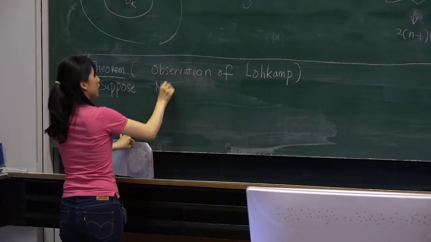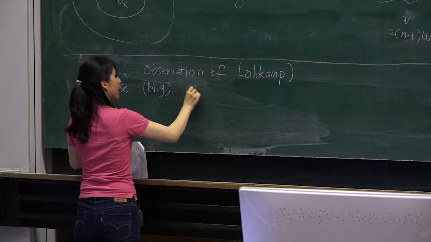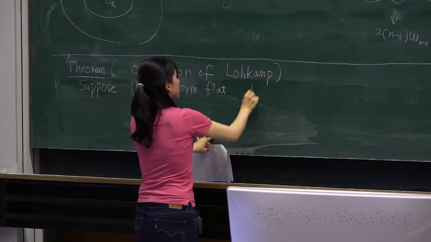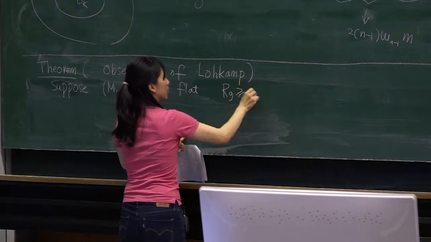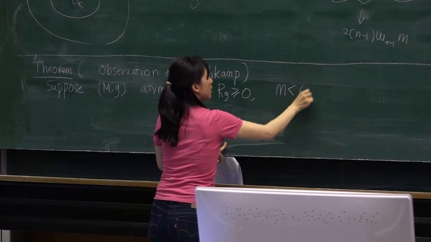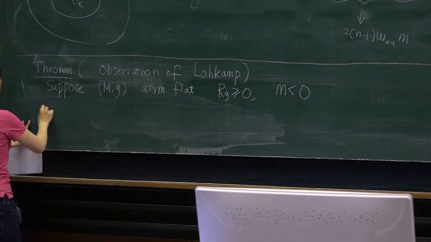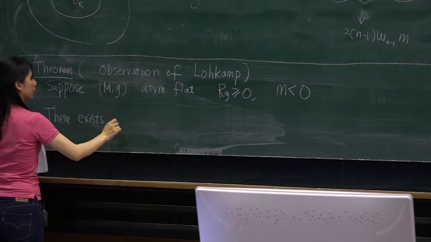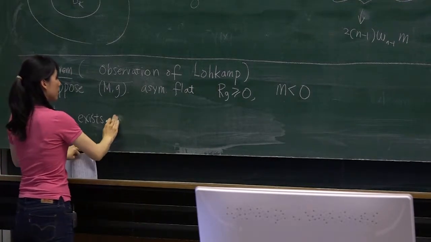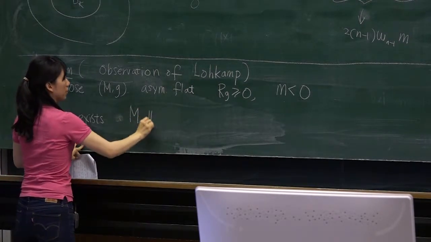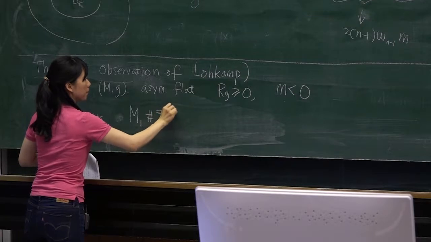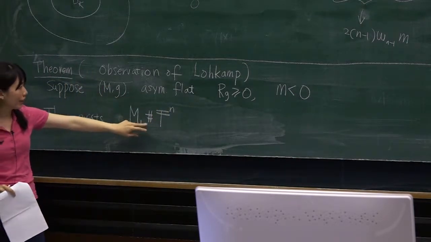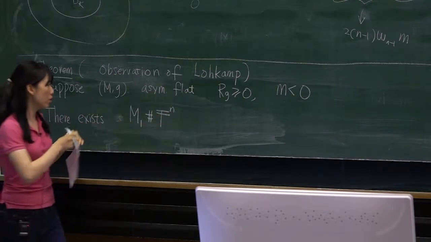So let's start with, again, the assumption that we have an asymptotically flat manifold with non-negative scalar curvature and the mass is negative, so there exists a closed manifold of this topology. That's coming from some closed manifold connected sum with the n-dimensional torus.